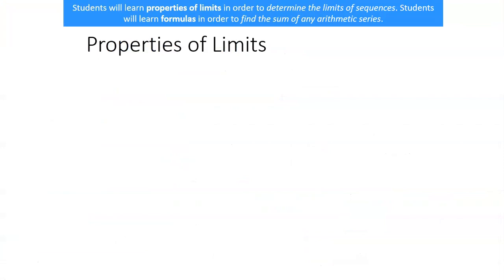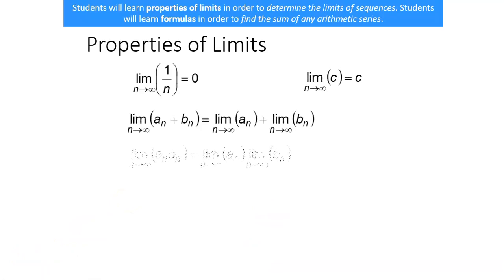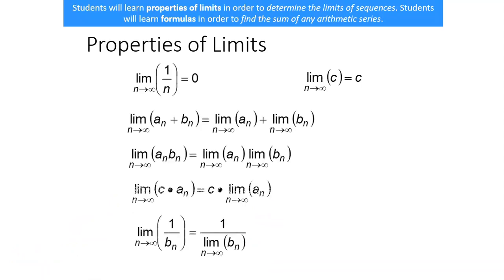Now, the next we have are properties of limits. What these properties are for is if you happen to know the limit of something and you see it in a sequence, you can use that limit property to simplify. Okay, so I'll give you a few seconds there.